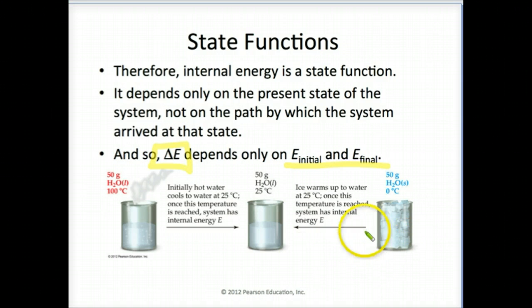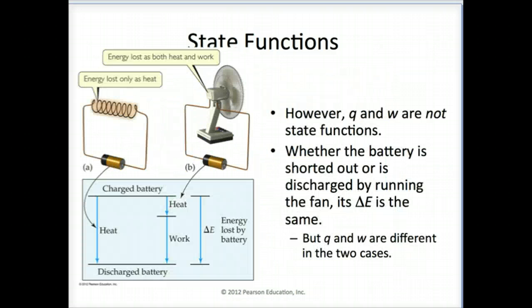The example here, obviously, is ice warmed up and hot water cooled off to 25 degrees Celsius. This is the current state. That's what matters. In other words, if you look at a battery, if the battery either loses its charge by sitting on the shelf or loses its charge by being used, the Q and W are different, but the total change in energy is the same. This is why it's known as a state function. This matters because this is what ultimately impacts enthalpy.